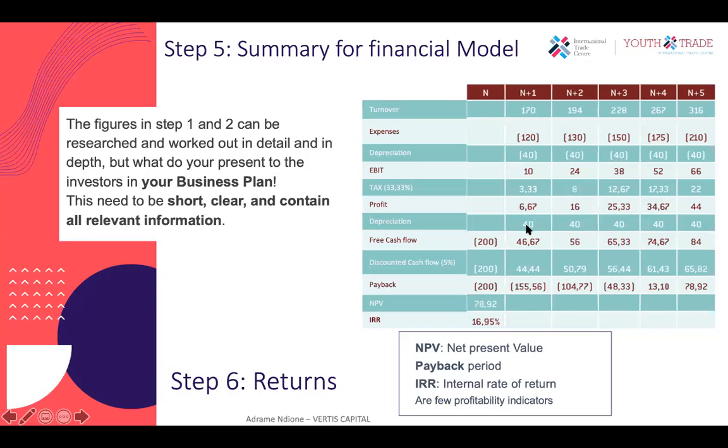Okay, so when you want to have the free cash flows, you take the profits and you add the depreciation, and now this is the money you're really making every year. So the first year you will be doing 46, the second year you will be doing 56, etc. And the fifth year you'll be doing 84. You have spent or invested 200 to start your business.